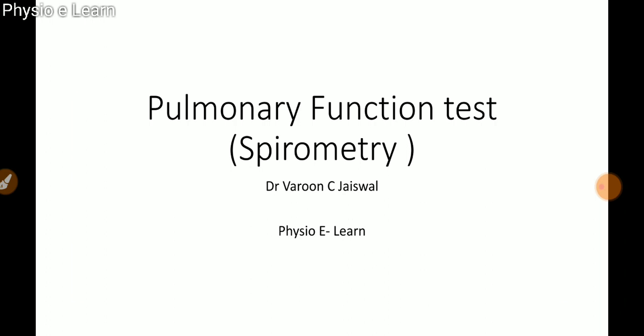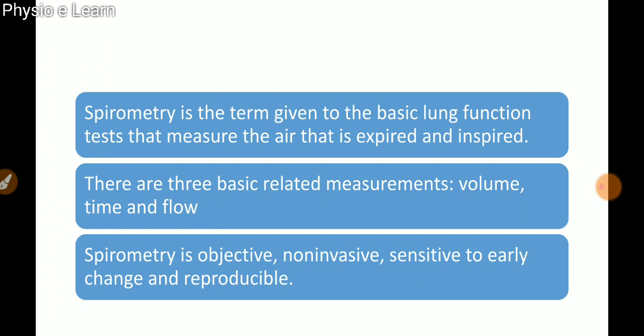So let's get started. Spirometry is the term given to the basic lung function test that measures the air that is expired and inspired. So it basically measures the air which is moving in and out of the lung. It doesn't measure the air which is static inside the lung, that is your residual volume. It measures the function when the air goes in and out of the lungs. So it is a kind of dynamic test.